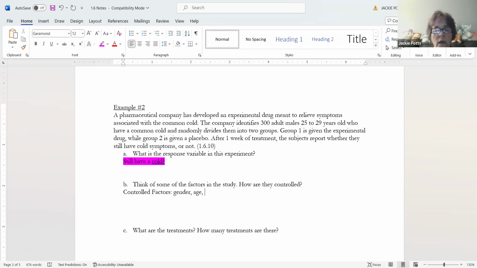Two, what else could they have controlled? Do you think maybe they controlled the location even though they didn't state it? You think someone in Florida, how long their cold lasts is going to be different from someone in Alaska or Michigan or Maine? I can tell you right now, even though it's not stated, they controlled for location.